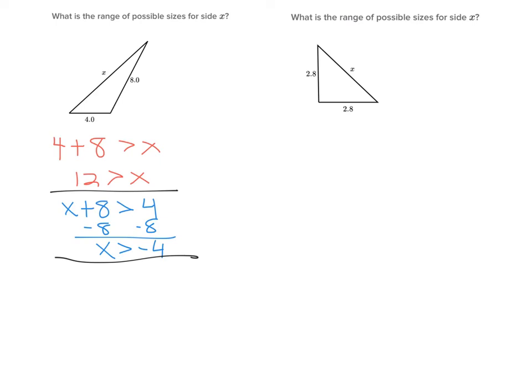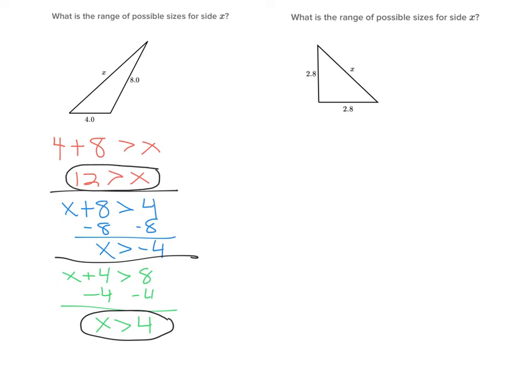Now, our last inequality is x plus 4 is greater than 8. We subtract 4 from both sides. And this is going to be a little more useful. I have x is greater than 4. So the two things I need to know, I know that x needs to be greater than 4, and x has to be less than 12. So my final answer here is 4 is less than x, which is less than 12. That side of the triangle is somewhere between 4 and 12.